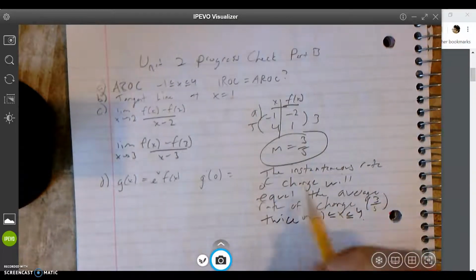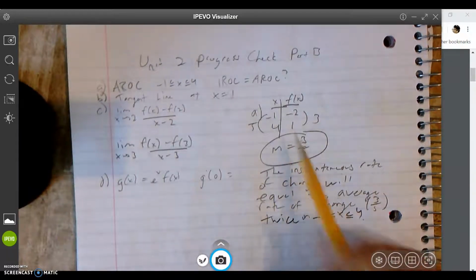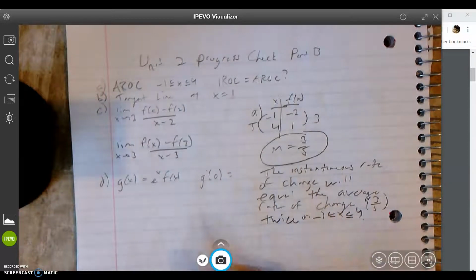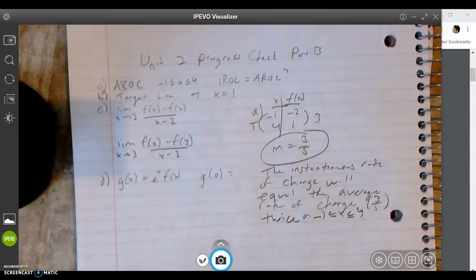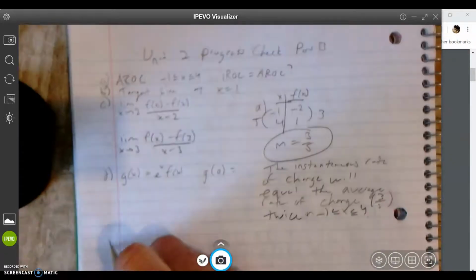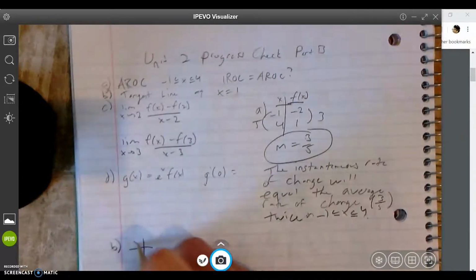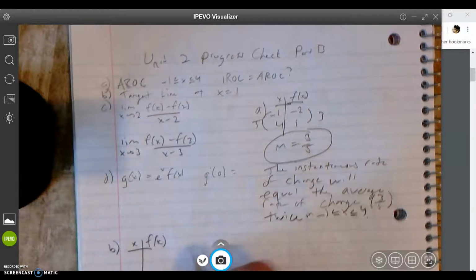On, you could say. So this is part A. So you need this and this. Cool. All right. Part B. I want a tangent line at x equals 1. I'm going to do it down here. Tangent line. So we need a point and we need the slope.